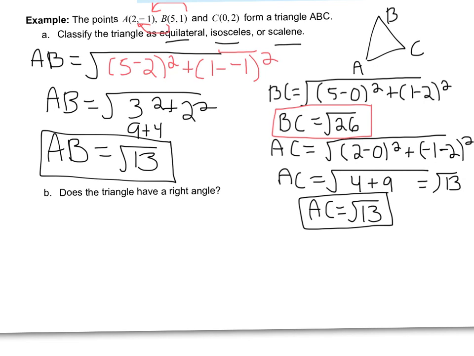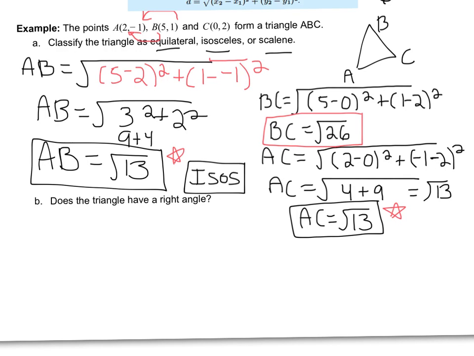Here are the next two side lengths. Just make sure you go in the right order. 5 minus 0, 1 minus 2. You should always get positive lengths for distance, so if you end up with a negative, you made a mistake. Next one, 2 minus 0, negative 1 minus 2. So here I've got square root of 13, square root of 13, and this one's different. So I've got two sides the same, that'll be an isosceles.